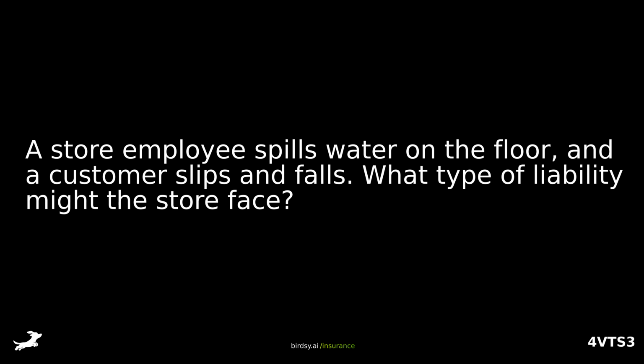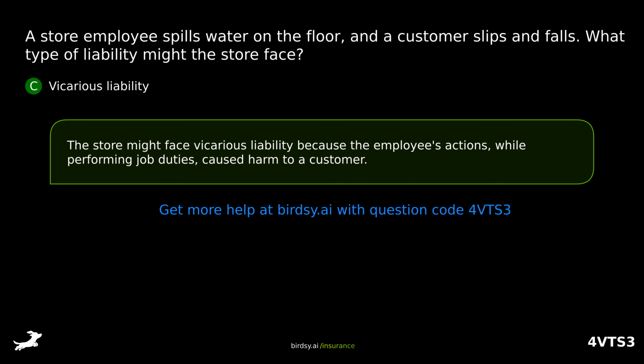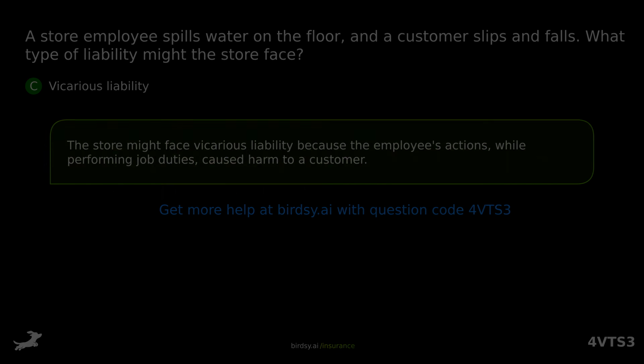A store employee spills water on the floor, and a customer slips and falls. What type of liability might the store face? Is it A, strict liability? B, negligence? C, vicarious liability? Or D, no liability? The answer is C, vicarious liability. The store might face vicarious liability because the employee's actions while performing job duties caused harm to a customer.